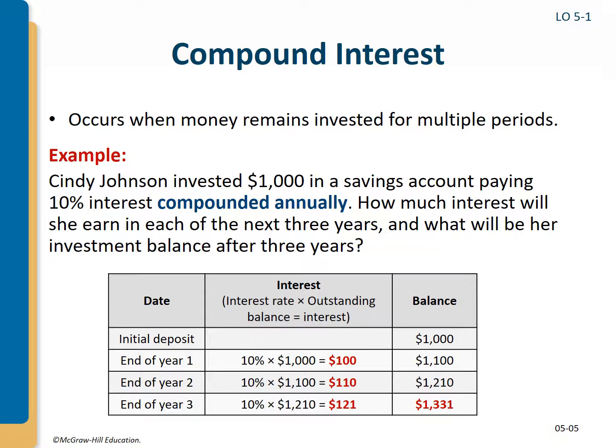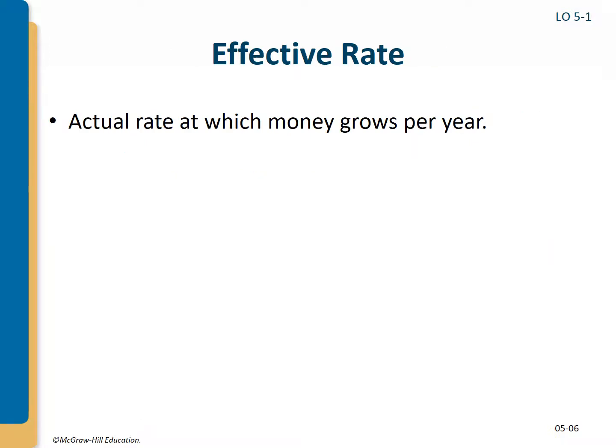Under simple interest, her interest would have been $100 each year. But when you compound interest, which just means adding all previous interest to your balance to calculate future interest, you're going to see you yield $31 more. Her total interest would be $331. So we need to understand some information before we can start these calculations. We use the word effective rate or market rate to describe the actual rate at which money grows each year.